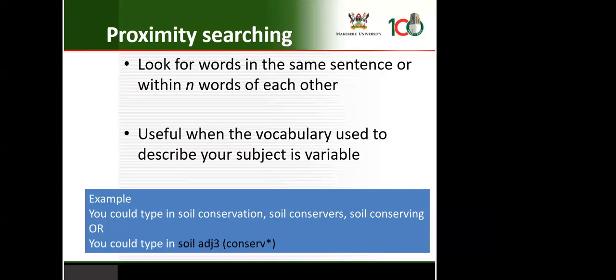So you could type in soil conservation, or soil conservers, or soil conserving, or you can even say soil and then conserve with truncation. So we are combining two things now: proximity searching and truncation in one. It would be soil adjacent to conserve, but then conserve has also been truncated, so we bring conservers, conservation, conserving, all those.